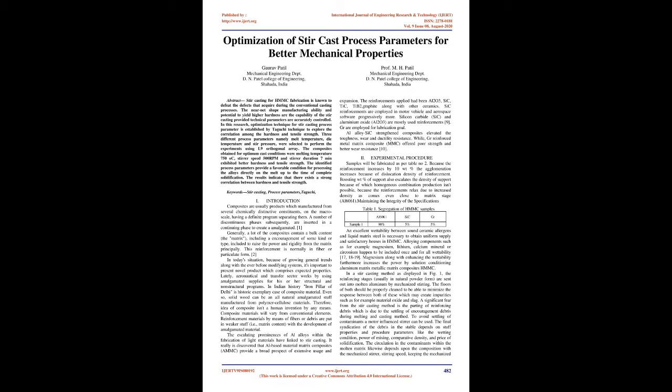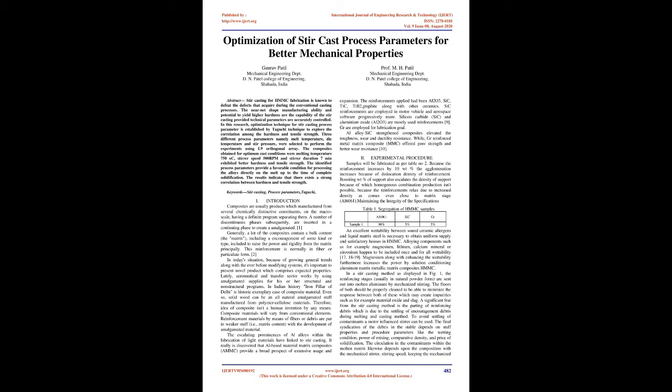In today's situation, because of growing trends along with ever-changing systems, it's important to present novel products which possess expected properties. Lately, the aeronautical and transport sector uses composite materials for their structural and non-structural applications. In Indian history, the Iron Pillar of Delhi is a historic example of composite material. Wood, however, is a natural composite material made from polymer cellulose materials. Therefore, the idea of composite isn't a human invention at all.